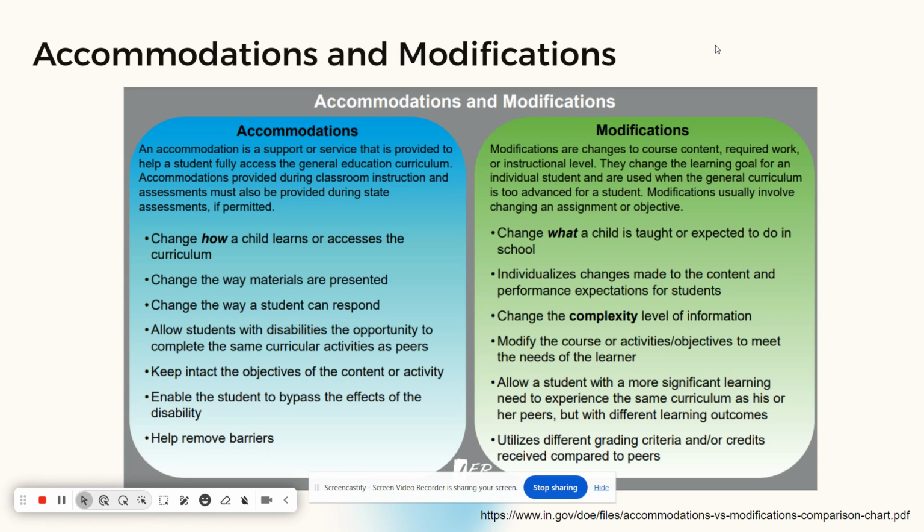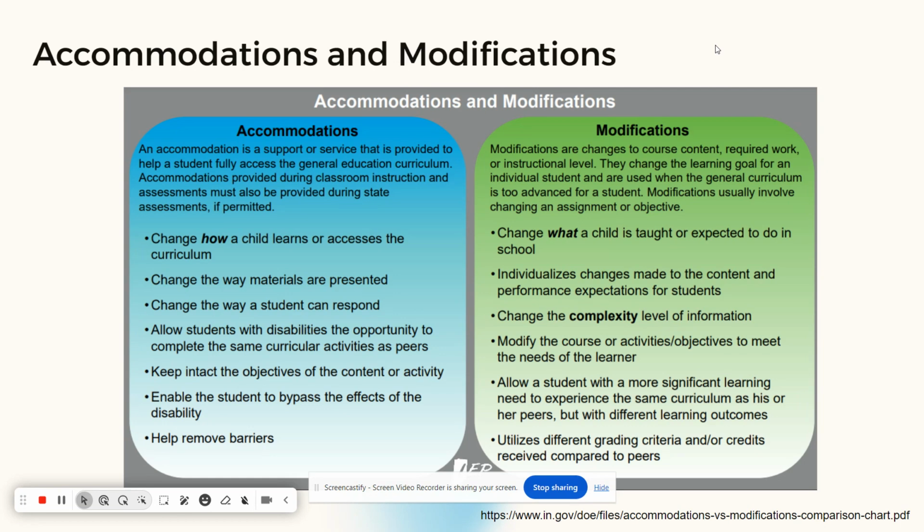But there are some very subtle differences between the two, and it's quite an important distinction. So accommodations are supports and services that help a student access the general education curriculum. And the key part to remember about accommodations is that they level the playing field. You are not changing what the expectation for learning is with the child at all. You are maybe just changing the way some materials are presented or the way a child can respond. And that's a very key difference to a modification, which actually changes the content and the requirement that you are expecting from them.